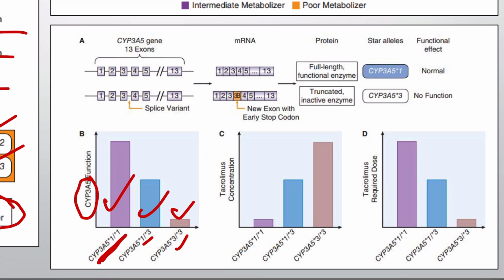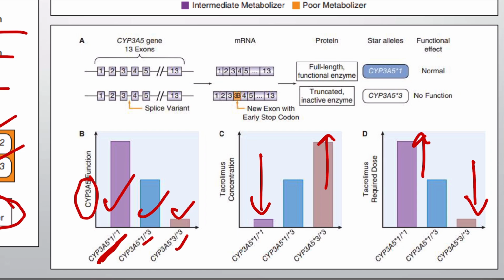So in the first one, when we are giving tacrolimus, it will lead to the metabolism of tacrolimus, and as a result there will be a decreased concentration of tacrolimus, whereas in the third group there will be maximum concentration of tacrolimus. So because of this, in the first group, that is CYP3A5 star 1/star 1, we have to give an increased dose of tacrolimus compared to CYP3A5 star 3/star 3, where we should decrease the dose of tacrolimus because here the metabolism is not occurring properly.